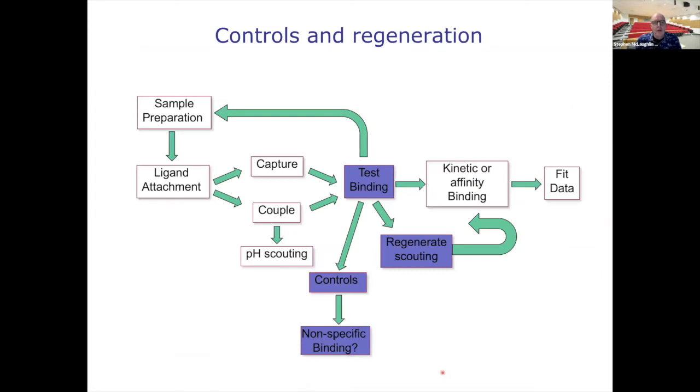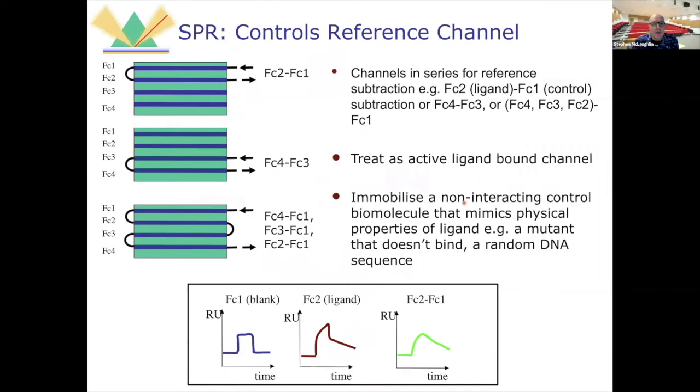Okay, so you've got your ligand onto the surface. Now let's see how you're going to do an experiment and make sure that it is actually something that's worth analyzing. Well, you're going to look at controls. You're going to ask yourself, is there non-specific binding? Do you need to regenerate the surface to look at different concentrations? And then go around again, see, can you get a good experiment to look at kinetics and binding?